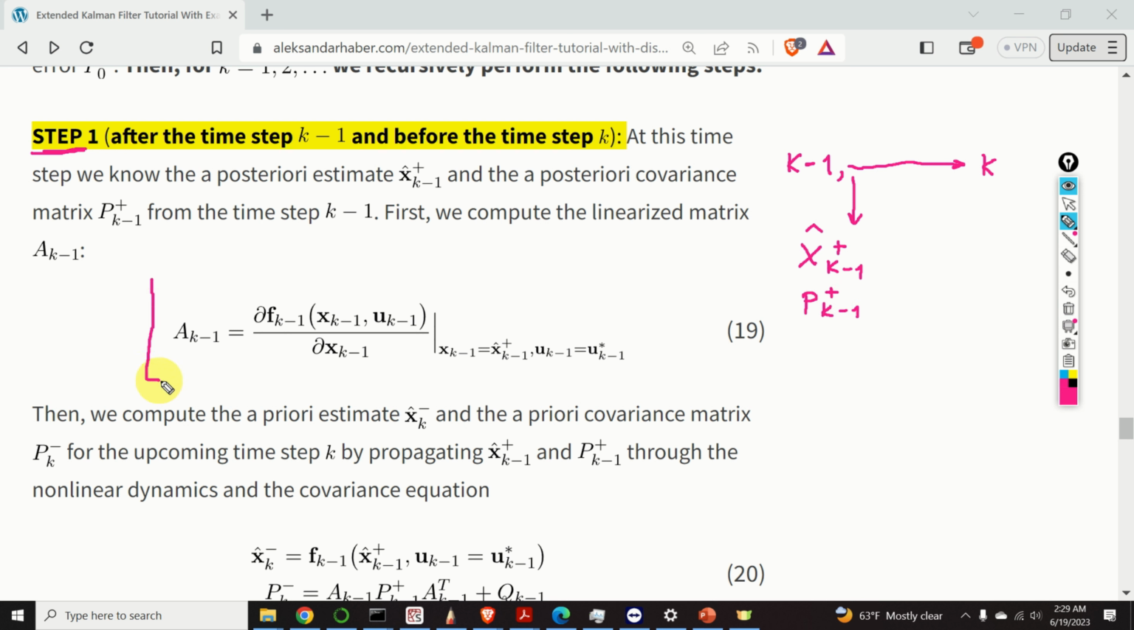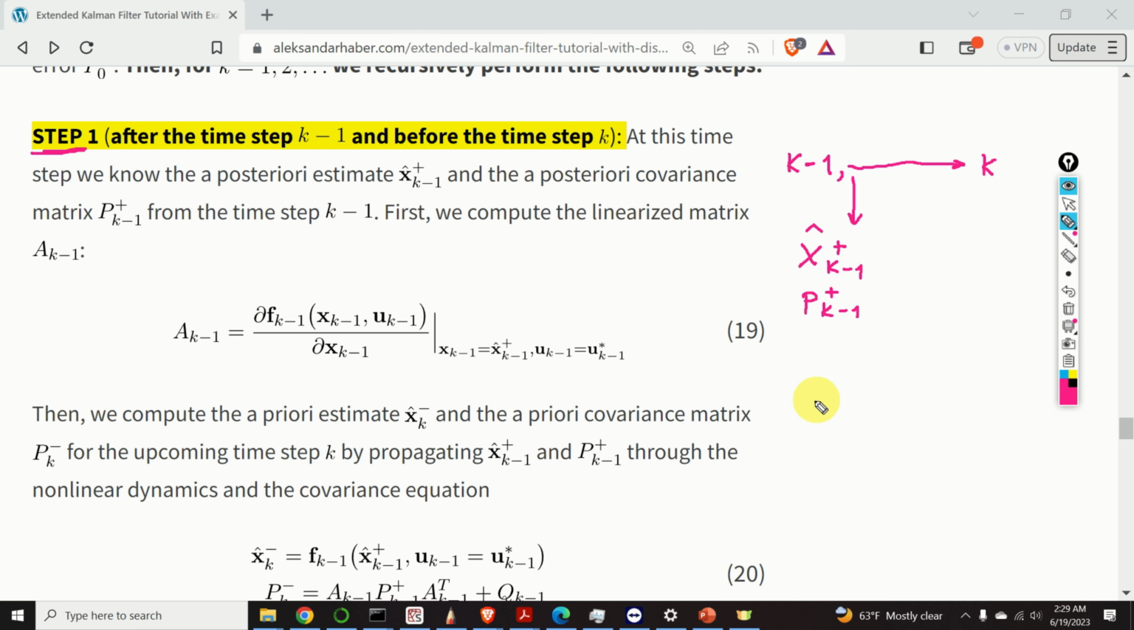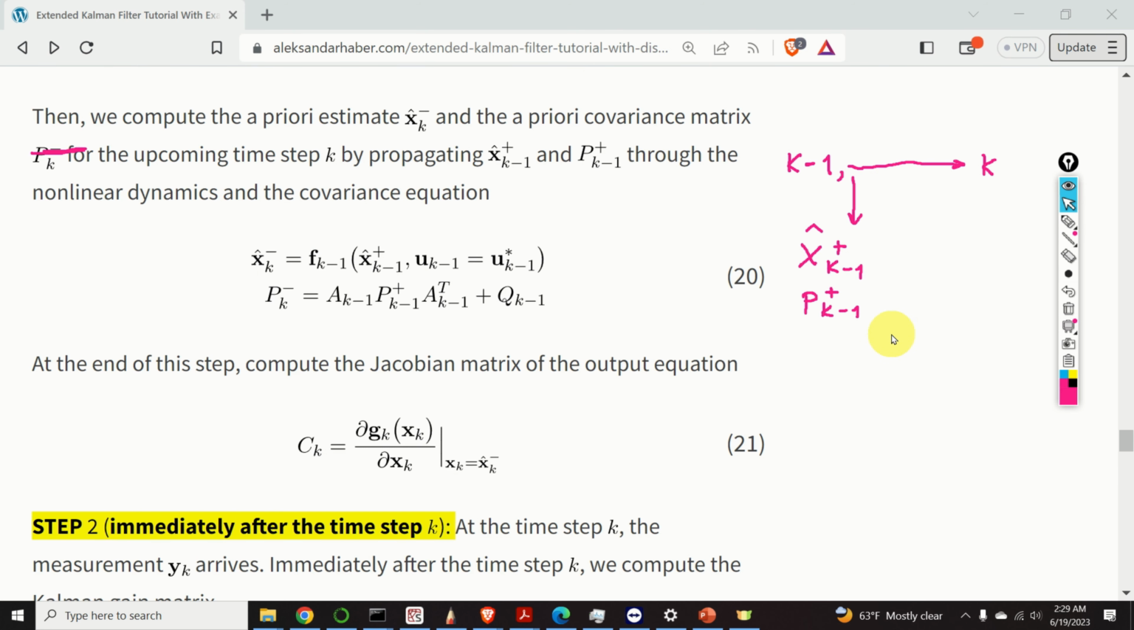Then, we first linearize our nonlinear dynamics. That is, we obtain our matrix A k minus 1. After we obtain this matrix A k minus 1, we simply propagate the dynamics of our system. That is, we propagate the state and the covariance equations. Here's how we propagate these two quantities. We take x k minus 1 plus hat, we plug this value in our state equation, and watch over here that this is a nonlinear state equation, to obtain the a priori state estimate for this time instant k. That is, we obtain x k minus hat.